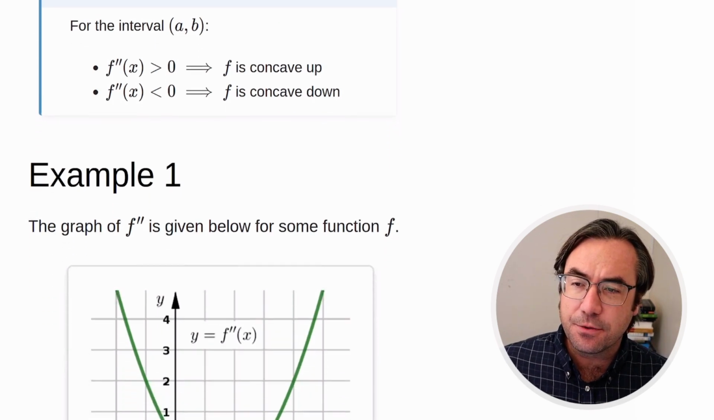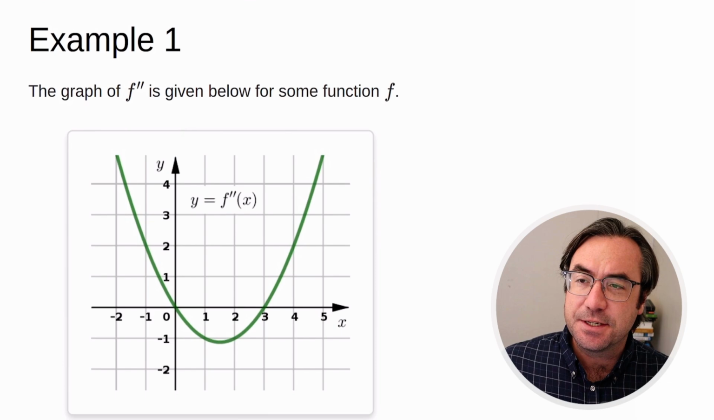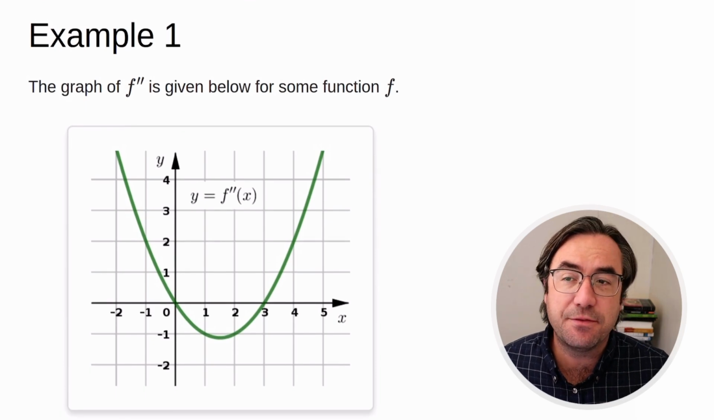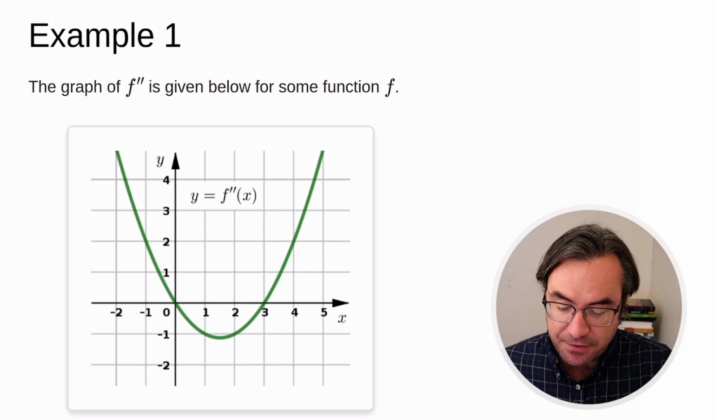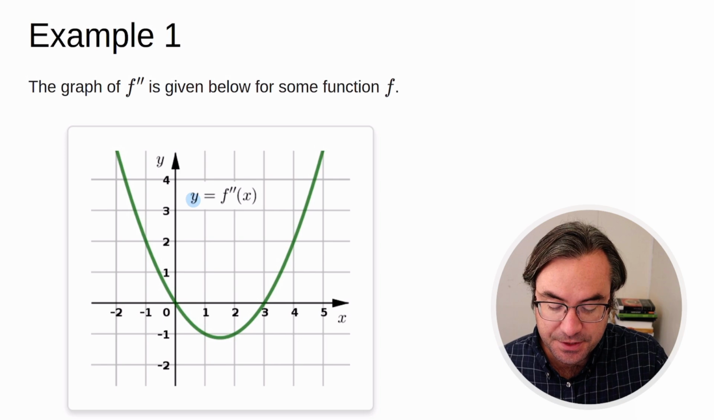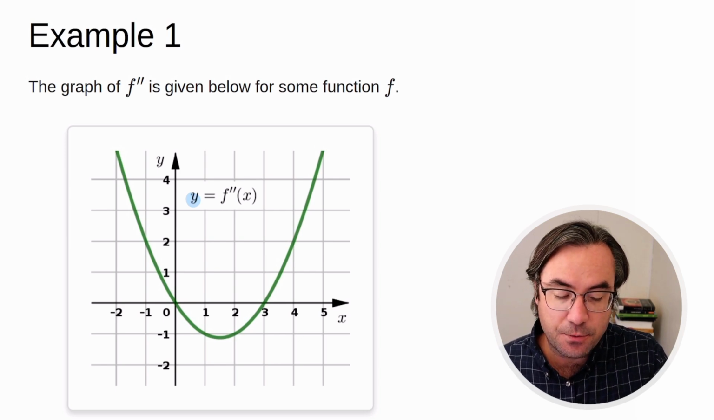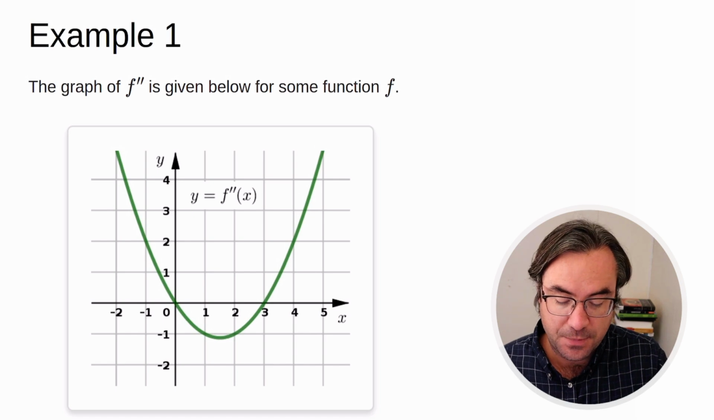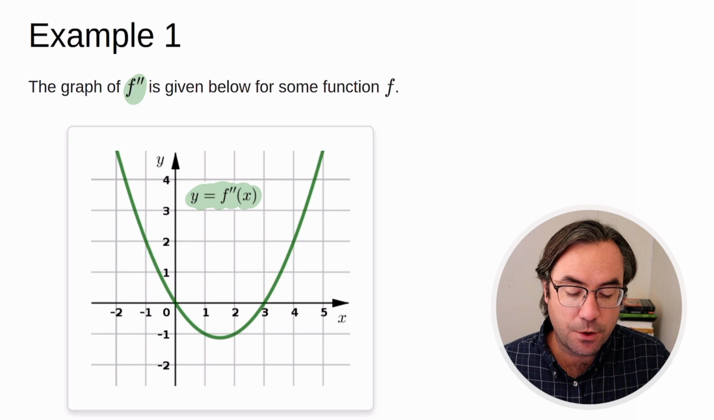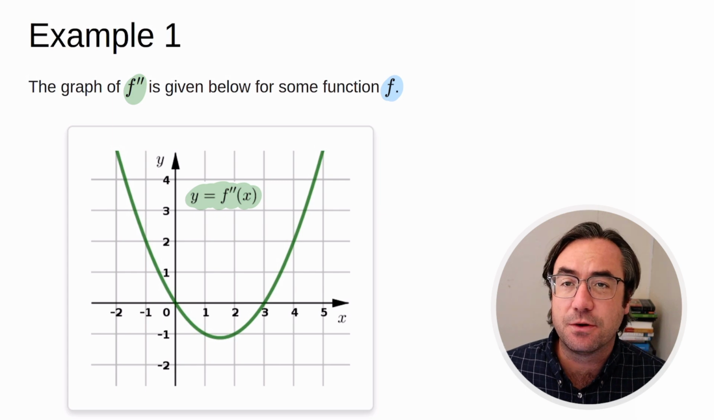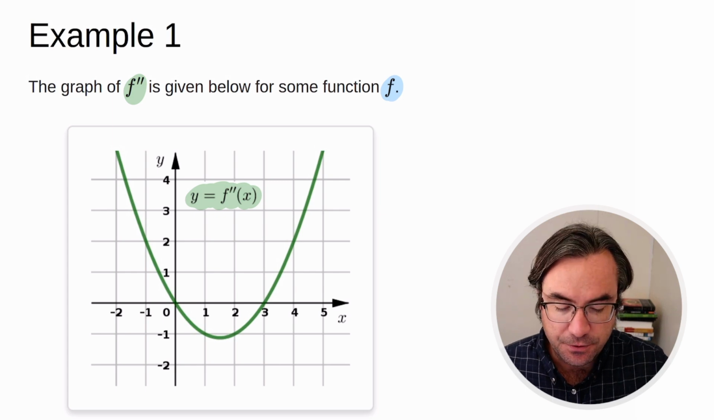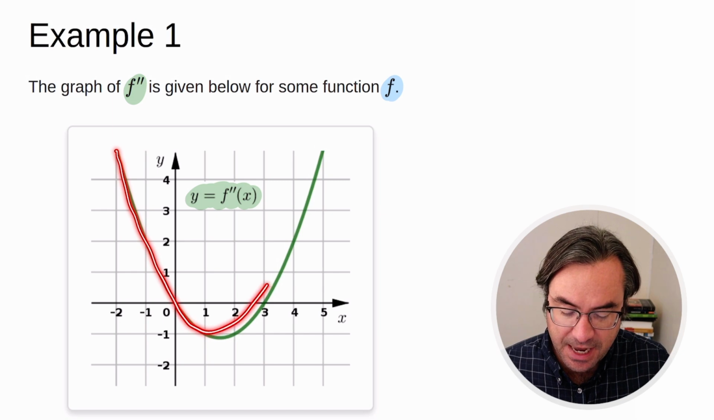What we're going to be doing here, though, is in example 1, we're going to be given the graph of f double prime. So the graph that we have here is not our original function. This is the graph of f double prime. And what we're going to try to do is uncover as much information about the original function as we can. So this curve here is f double prime.